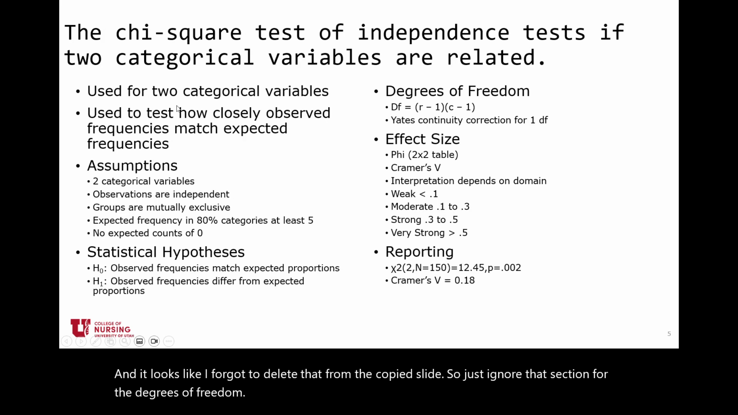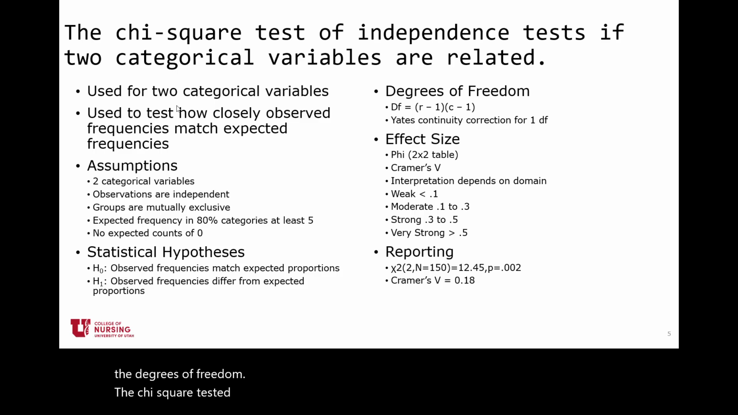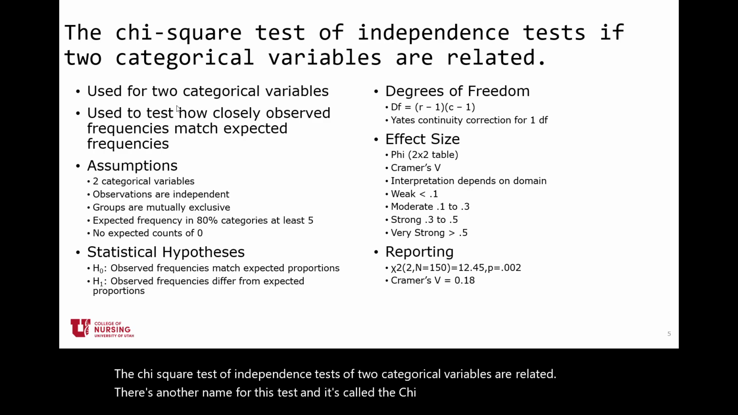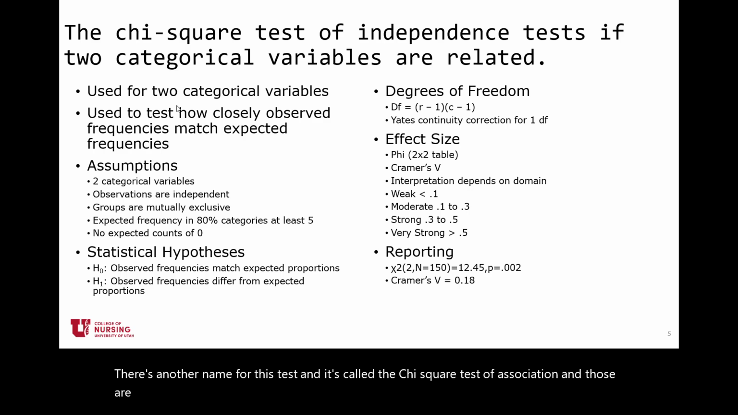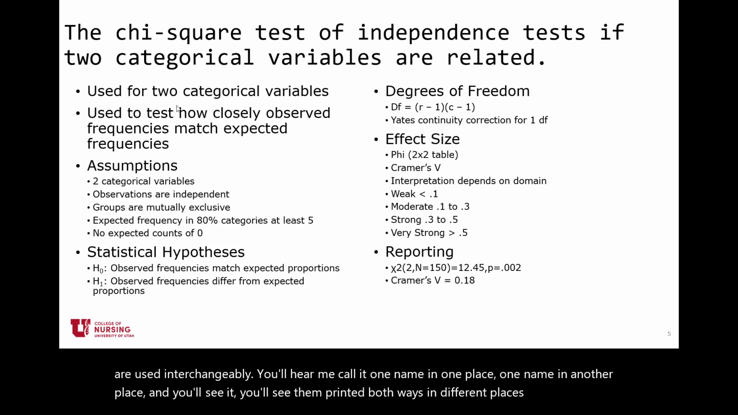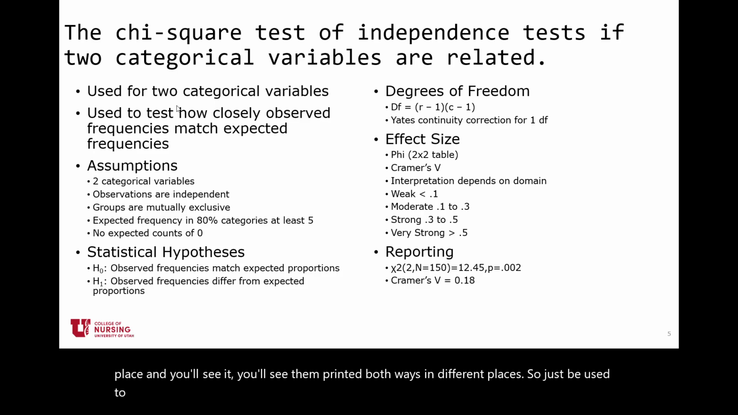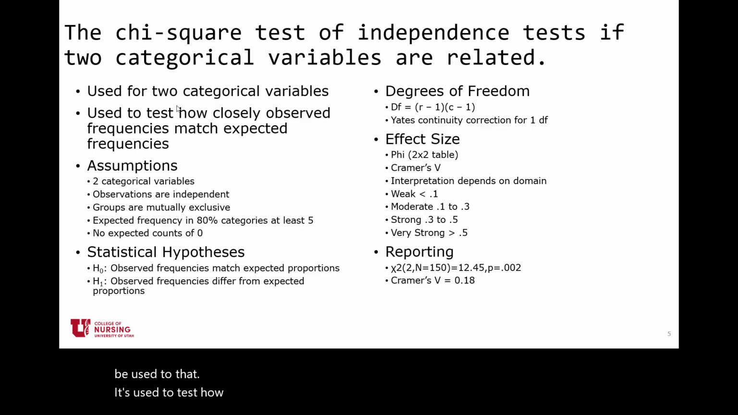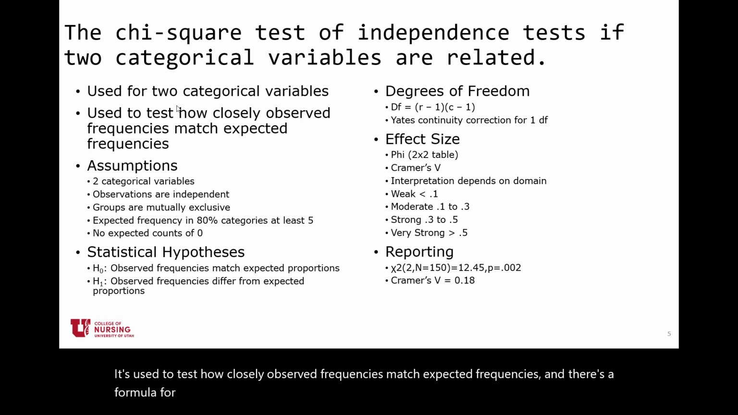The chi-square test of independence tests if two categorical variables are related. There's another name for this test, the chi-square test of association, and those are used interchangeably. You'll hear me call it one name in one place, another name in another place, and you'll see them printed both ways, so just be used to that. It's used to test how closely observed frequencies match expected frequencies, and there's a formula for calculating that, which your computer will do. You won't have to do that by hand.